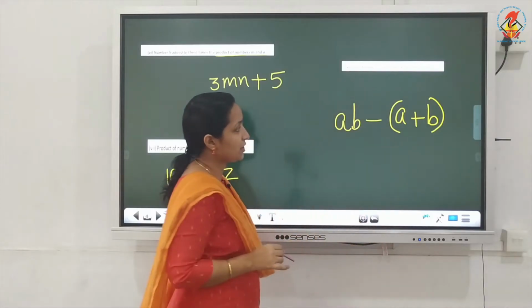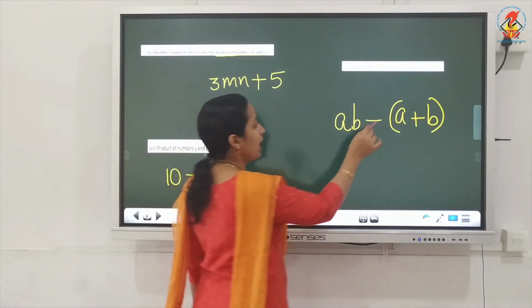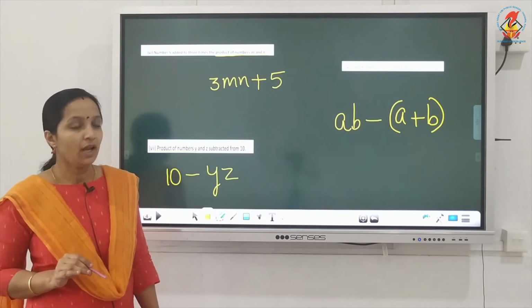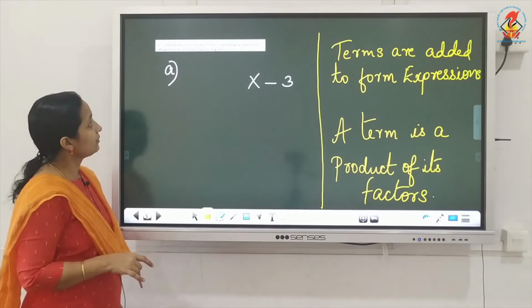So how will we write the expression? AB minus (A plus B). So this term you have to keep inside one bracket, otherwise your expression will be wrong. I hope all the expressions are clear. Now move to the next question.